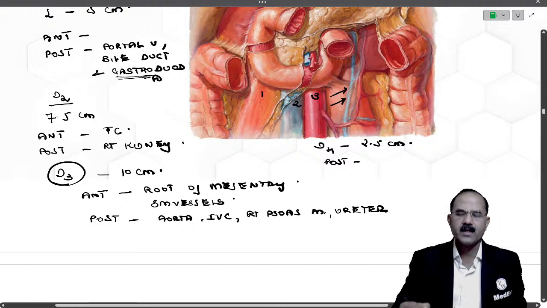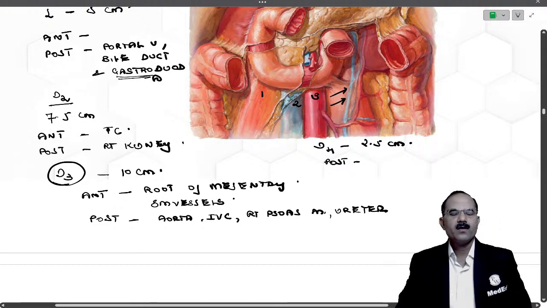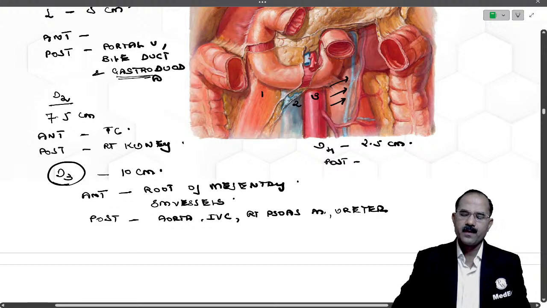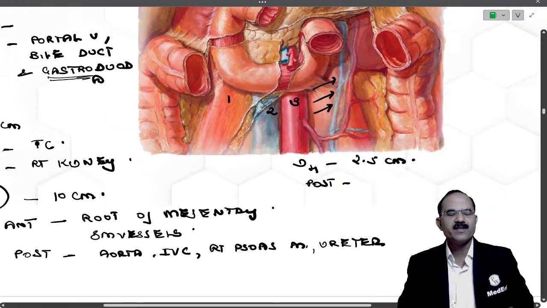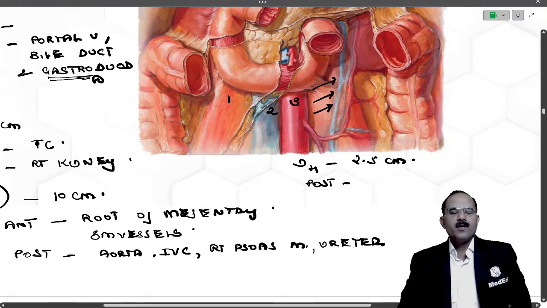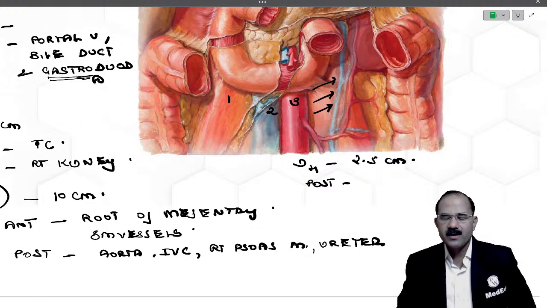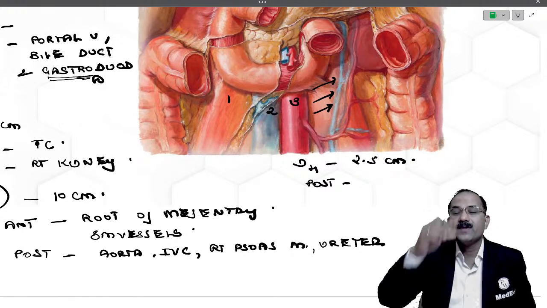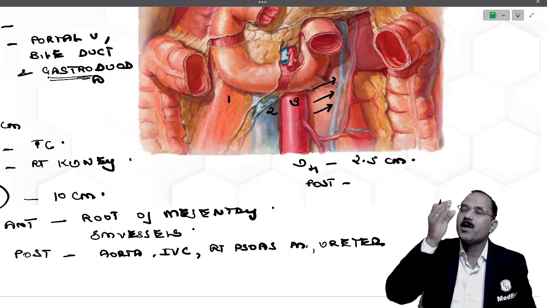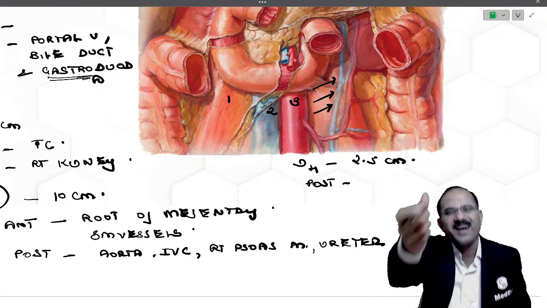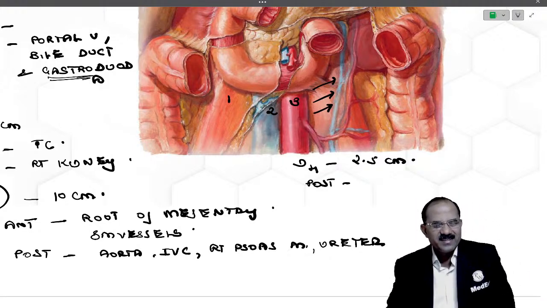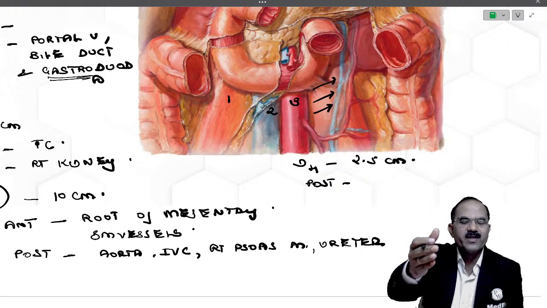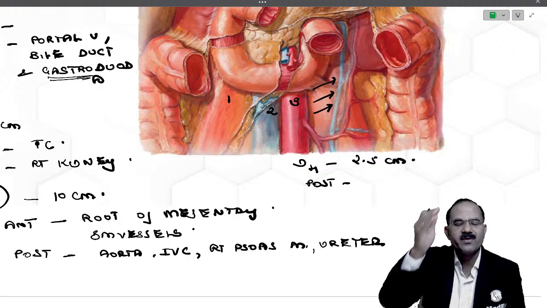What is this structure that I've pointed? Any guesses? I magnified it. It is not the renal vein. I'll give you one hint, it comes as an MCQ. This structure is related to the paraduodenal fossa. Come on, answer this. Very good. That's the inferior mesenteric vein.